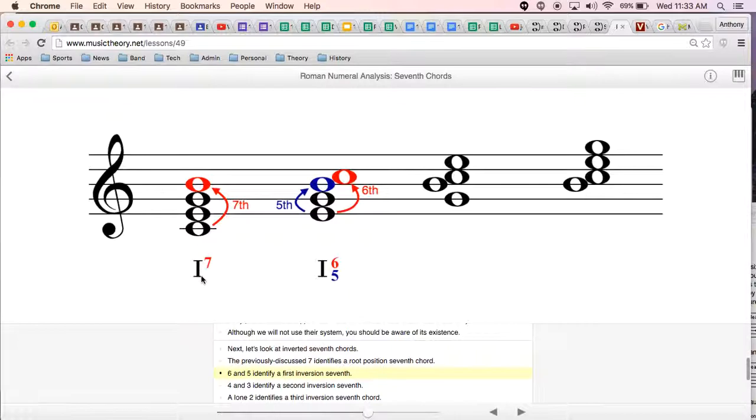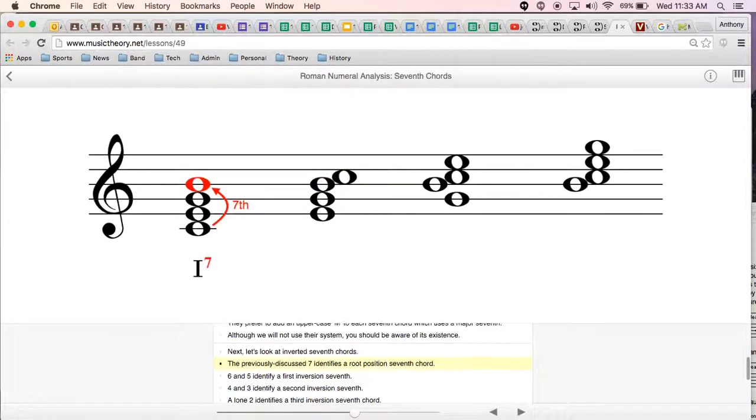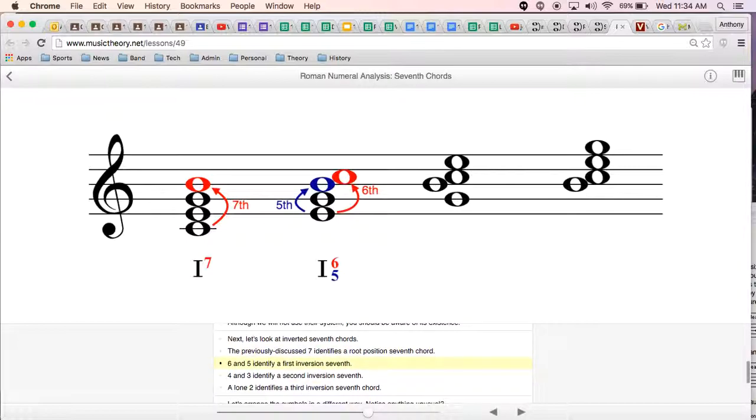So again, we have the notation that we're going to look at here. We'll start with root position. If you have a seventh chord in root position, you just put a 7 next to the Roman numeral. If you invert it and you have it in first inversion, it would be 6-5. So I 6-5 in this case, because above the bass note there is an interval of a sixth, and an interval of a fifth. And obviously over here there's an interval of a seventh above the bass.